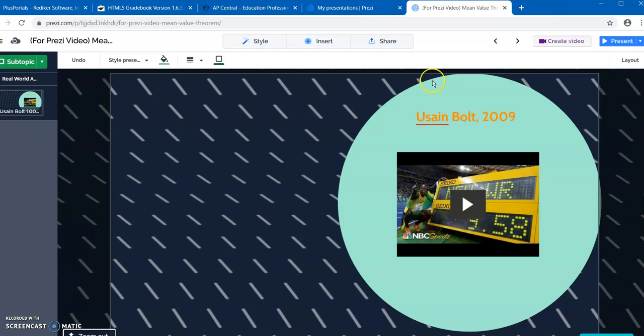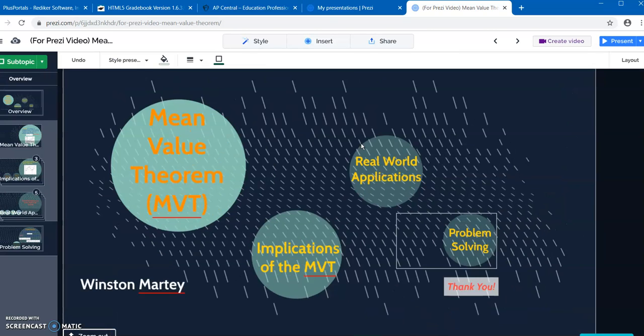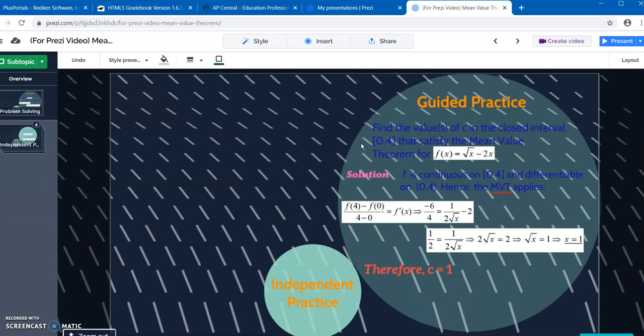Okay, let's return to our slides now. Again, we'll see that problem again toward the end of the presentation. Here I have a guided practice.